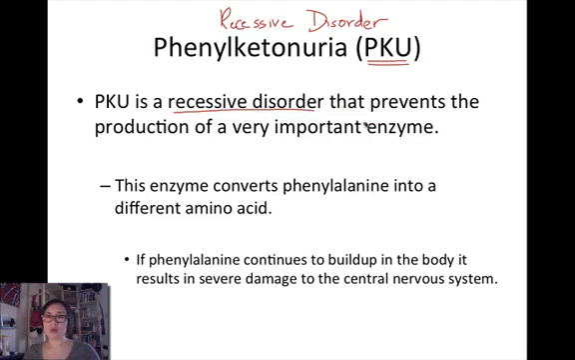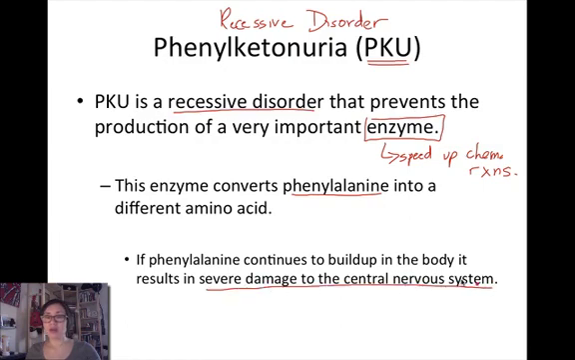Well, what does it mean if we don't have this one enzyme? We've talked about enzymes before. We know that they speed up chemical reactions. So to really understand what PKU is and how significant it is if it actually occurs in an individual, we need to figure out what this enzyme actually does. So if we look down here, it says this enzyme converts something called phenylalanine into a different amino acid. And the reason why we need to convert phenylalanine is because if it builds up in the body, it can actually cause severe damage to the central nervous system. And unfortunately, if it continues to happen, it can actually cause death.